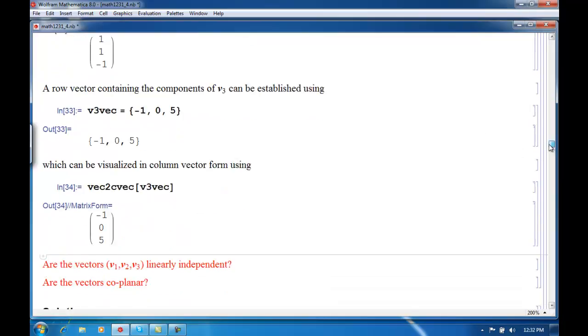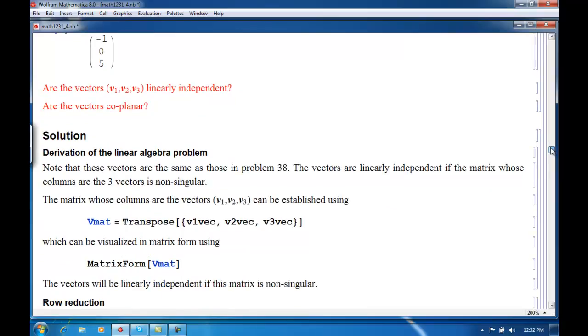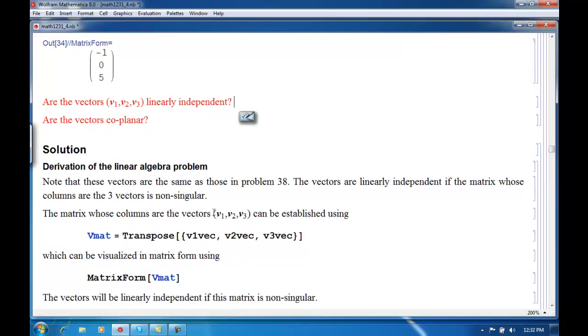So there are two questions. Are the vectors linearly independent? And if not, are the vectors coplanar? I mean, if they're linearly independent, then they're not coplanar. Let's start by converting that into a problem in linear algebra. So we're going to construct the matrix. Well, before we do that, notice that these vectors are the same as those in problem 38, which we did last week. Anyway, the vectors are linearly independent if the matrix whose columns are the three vectors is non-singular.